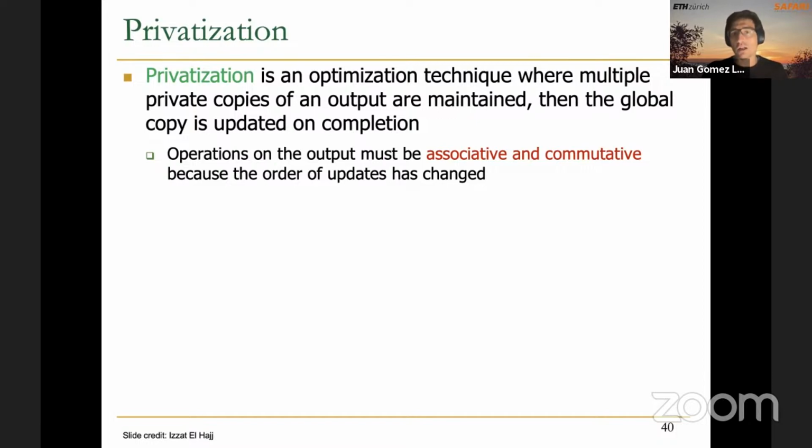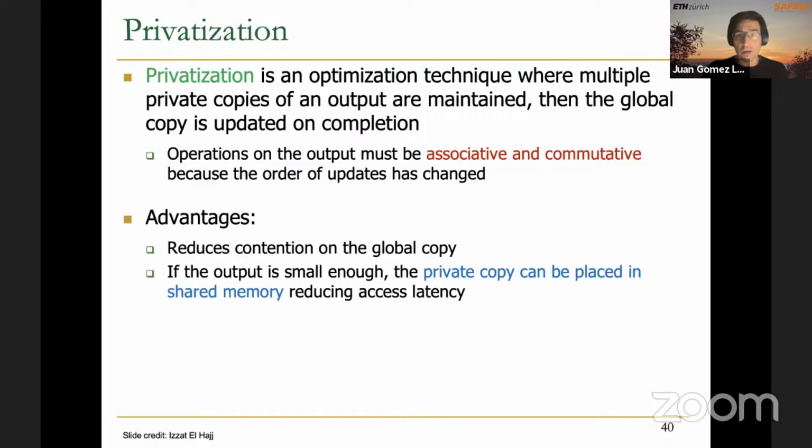We require here that the operations are also associative and commutative, but that's not a problem in the histogram calculation, because what we are using is the addition, and there are advantages. The first advantage is that we reduce the contention on the local copy. It's not the same having a single histogram in global memory and having all threads executing on the GPU, accessing and updating the bins of this single global histogram.